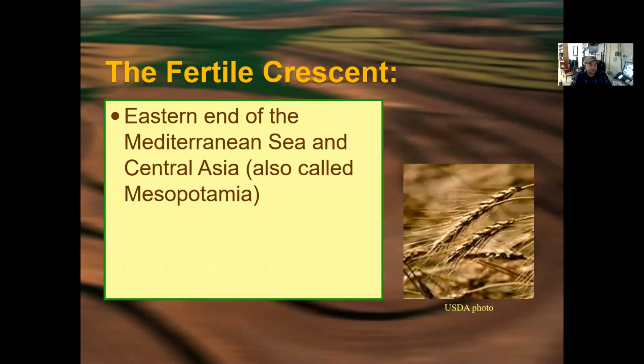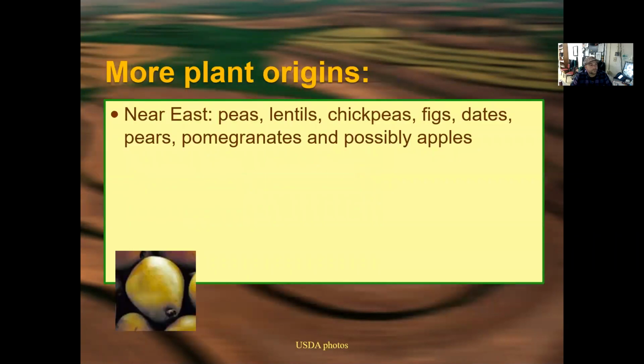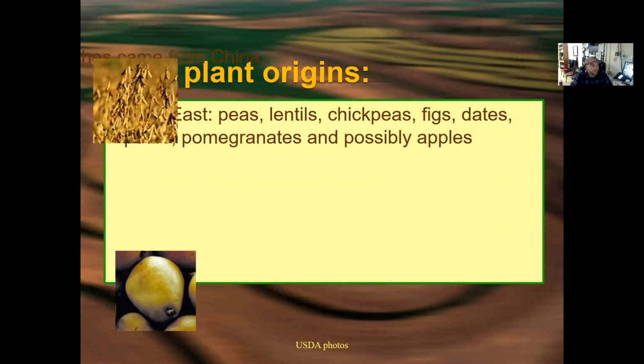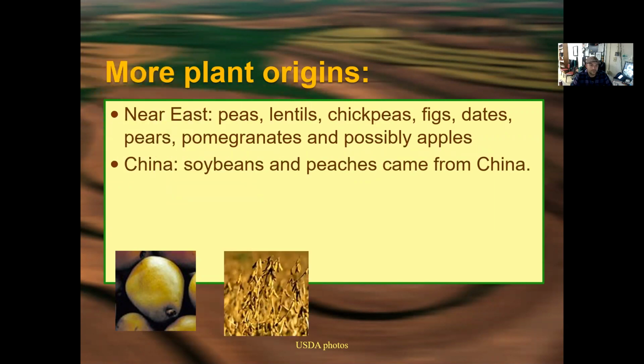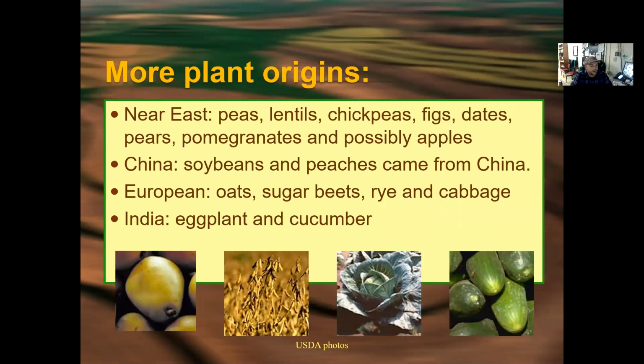So the Fertile Crescent, which is in the eastern end of the Mediterranean Sea and Central Asia, also called Mesopotamia. This is where you have the origin of wheat, barley, millet, buckwheat, and alfalfa. And Near East, that's where you obtained peas, lentils, chickpeas, pomegranates, apples, and China for soybeans and peaches. Europe for the oats, sugar beets, rye, and cabbage, and India, eggplant and cucumber.